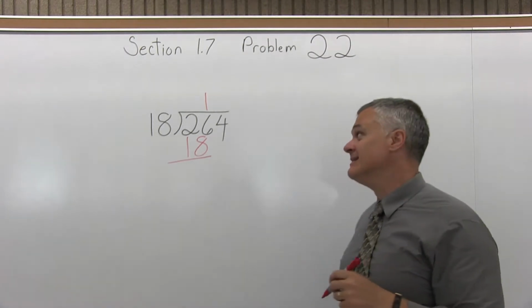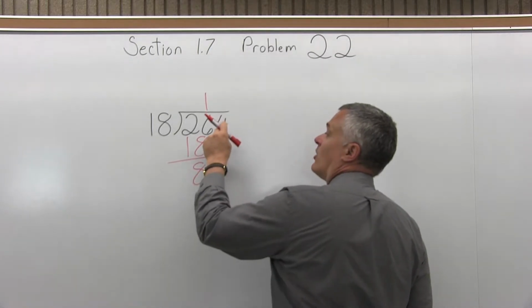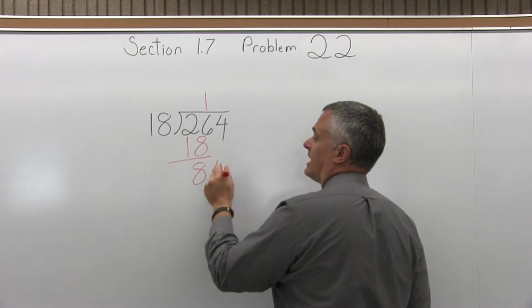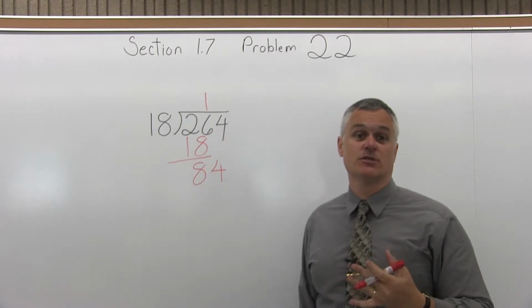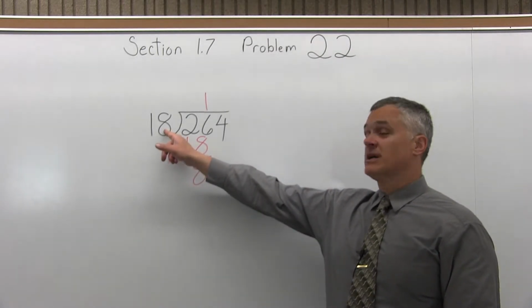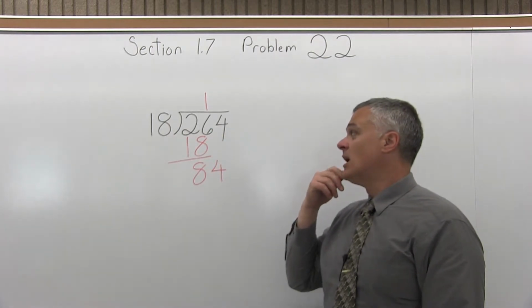26 minus 18 is 8, and now I go over one digit to the right and bring that digit down, which is a 4. It comes down next to the 8 that I had before from the subtraction, so now I have 84. So now I ask myself, 18 will go into 84 how many times?